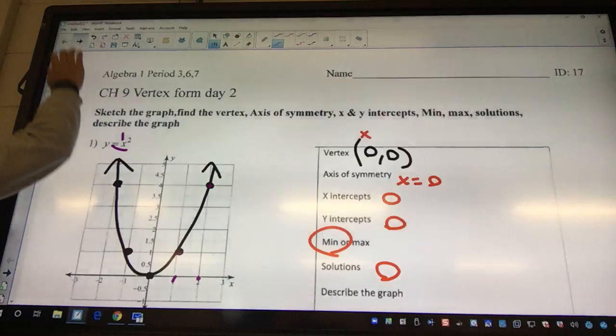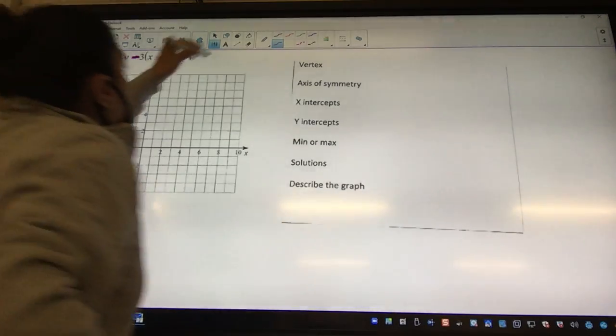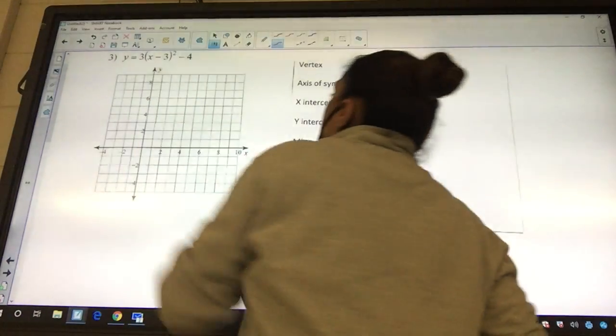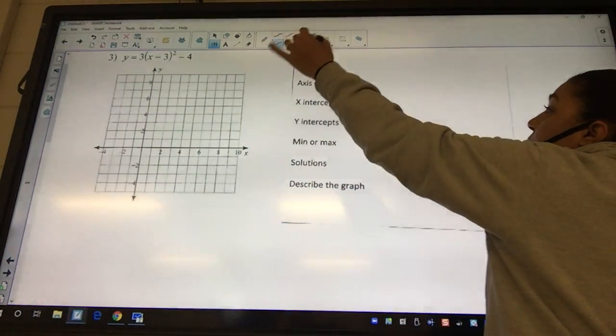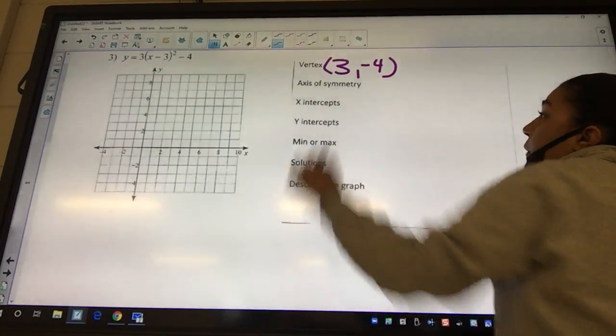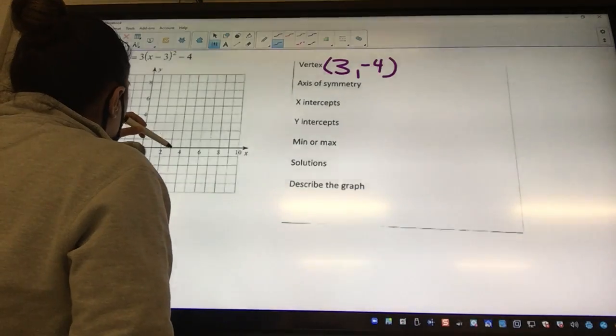So when we're doing these, our first point is going to change. Our vertex is going to stay the same, and then the rest of them are going to be scaled up. So it might be a really tall, skinny graph, or a really wide graph rather than a regular shaped U. The vertex is going to be the same. So what is your vertex on this one? 3, negative 4. Okay, so plot your vertex. That part is the same. So 3, -4.